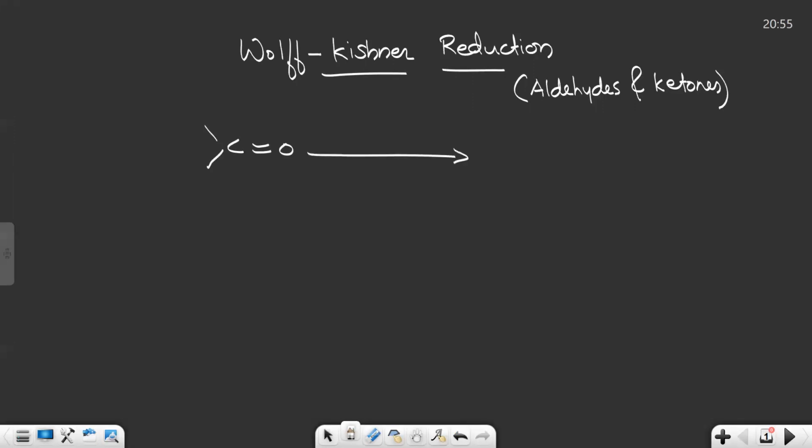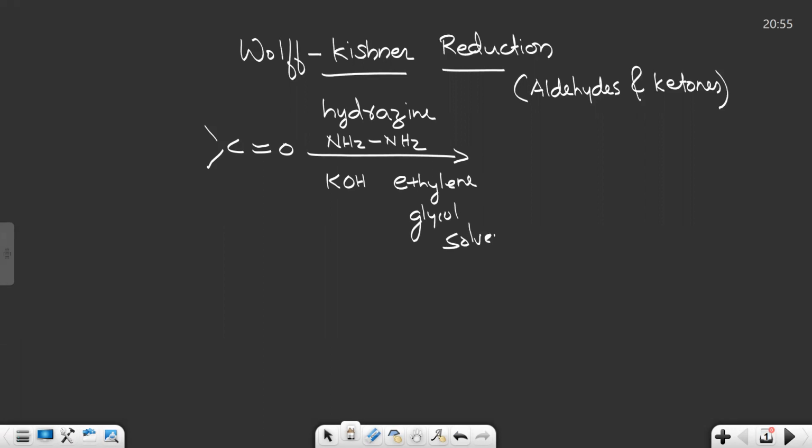When it reacts with hydrazine, NH2NH2, that is the first reagent we need for the reaction, and this one is hydrazine, and the second reagent is potassium hydroxide, KOH. Then you need ethylene glycol as a solvent. Ethylene glycol is just acting as a solvent there.